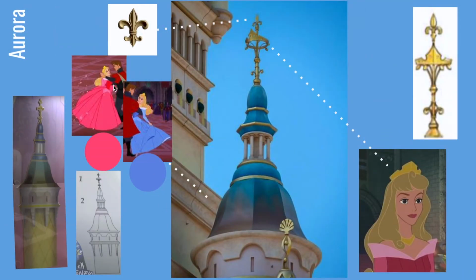So we have pink and blue based off her iconic dresses. Even the shape of the tower itself kind of looks like her skirt. And we also see the finial up here. We have the gold crown, which is the one that she wears in the movie, as well as this little symbol here that looks kind of like a fleur-de-lis because Sleeping Beauty supposedly takes place in France.